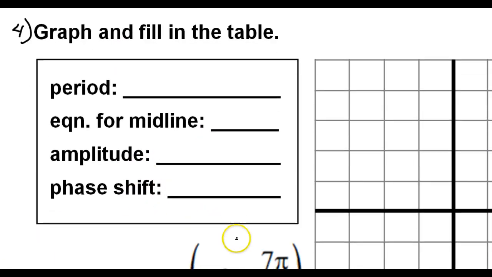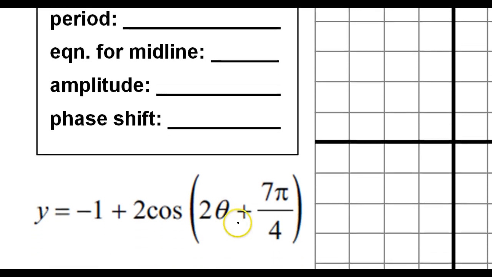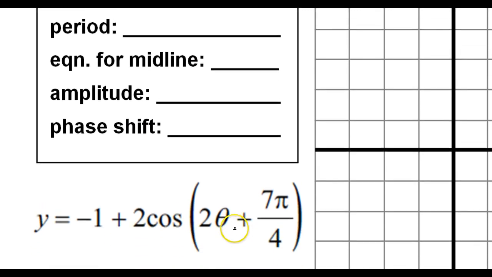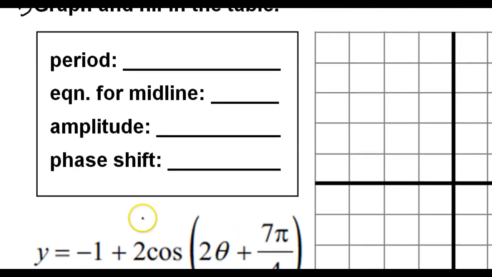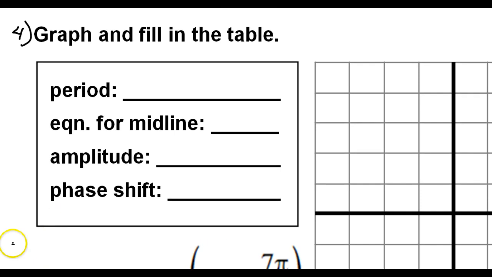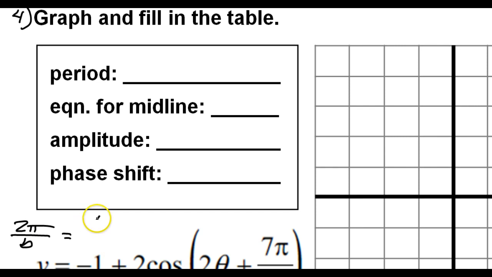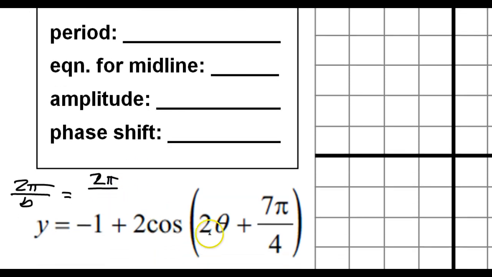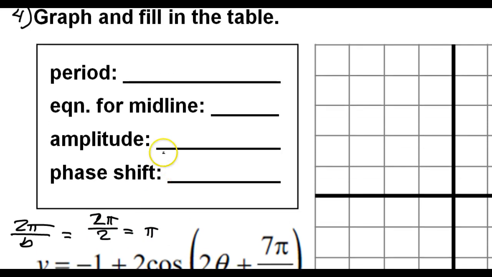All right, let's take a look at problem number 4. First of all, the period. You know the period is going to be 2 pi over b. That's how we find the period. So it's going to be 2 pi over 2. This is the b value right here. So that's just going to be pi. So my period is going to be pi.